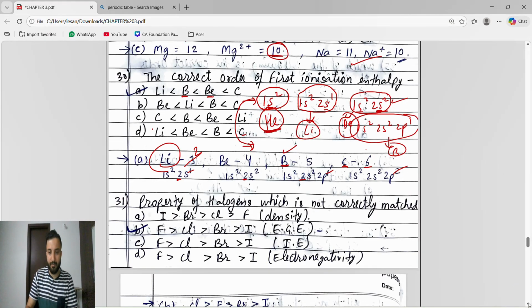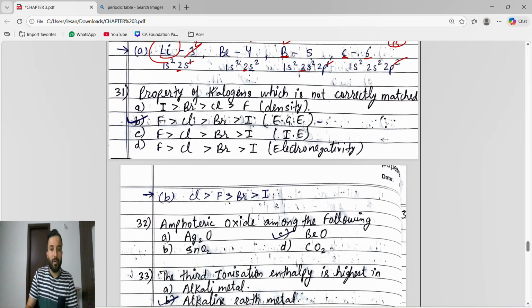Understand? Yes, sir. Okay, now properties of halogen, which is not correctly matched. So guys, this density is correct. Density first. Density means what? Think, denser. So iodine is more, then bromine, then chlorine, then fluorine. Bigger size, denser. This is the correctly matched.